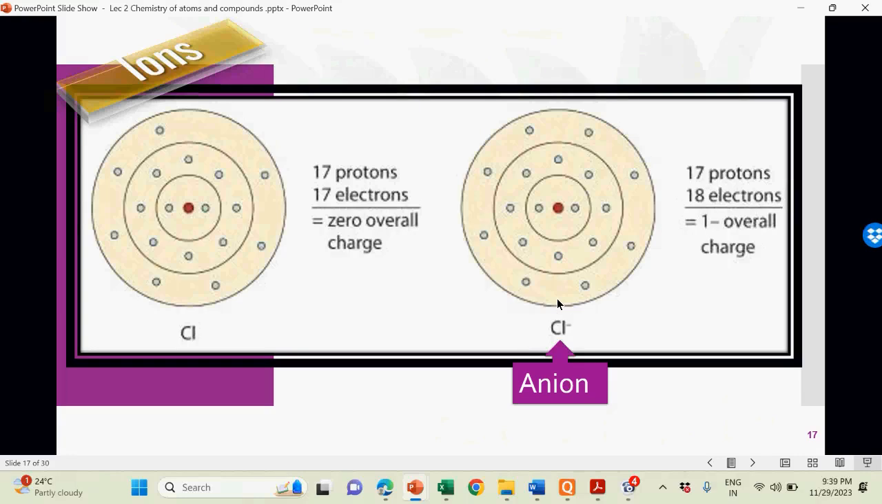If we make contact between these two, or we bring these two ions together, the sodium ion with positive charge and the chlorine ion which is negatively charged, they will make a new compound which is known as the ionic compound of sodium chloride. Is that clear, guys?